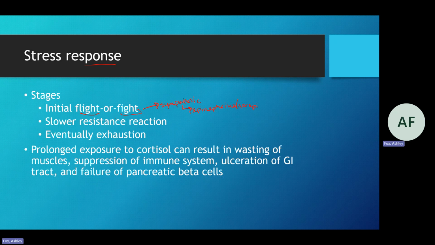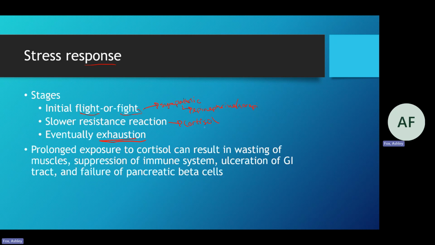Then we have the slower resistance reaction, where more cortisol is going to come into play. Glucocorticoid. Eventually, we just give up. So exhaustion. Can't do anything. You've done everything you can to deal with this stress response. You just can't do any more.